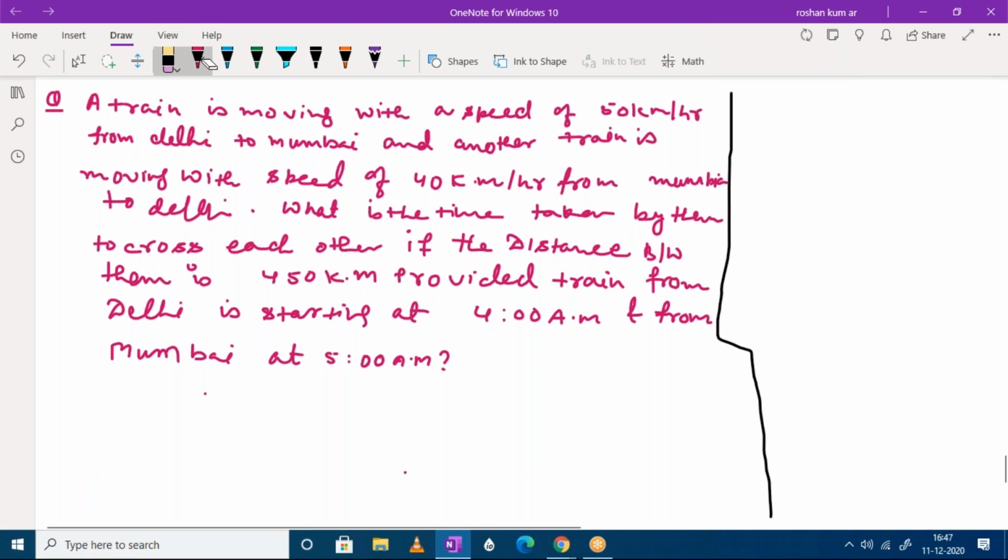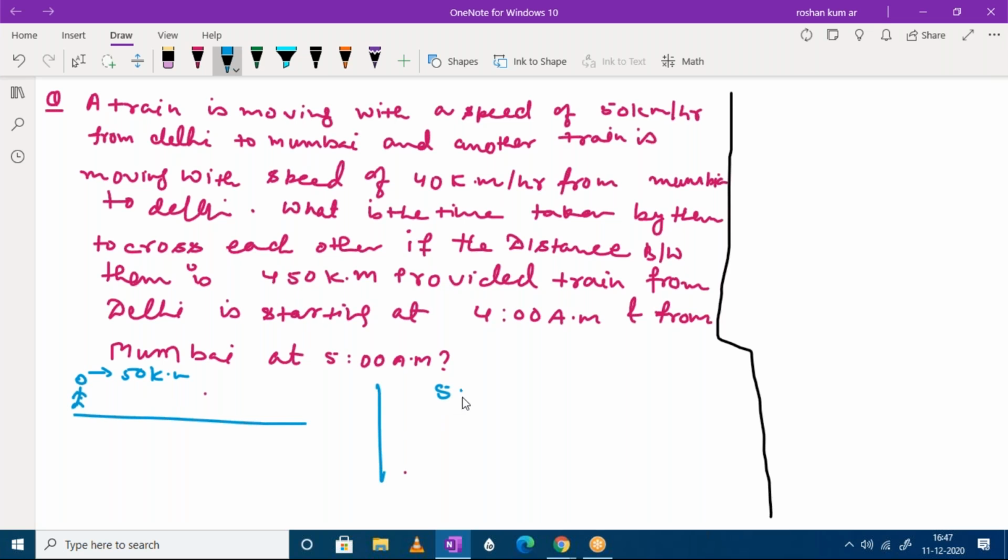First, think about the scenario at 4 o'clock. What will be there at 4 o'clock? Let me write it in a different color so that you'll understand. Can I say that at 4 o'clock there is only one train moving, and the speed of the train is 50 km per hour. This train moved for 1 hour because another scenario happened at 5 o'clock. So at this particular time, this train had already started from its place and covered 50 km by now.